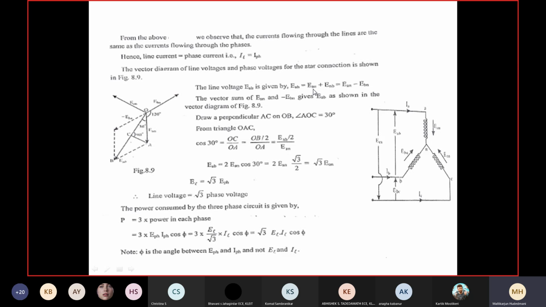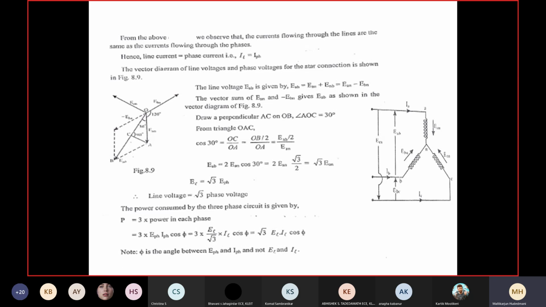Therefore, EAN is the phase voltage. ENB is opposite to BN; you can see it is ENB, not EBN. Therefore, it is written as minus of EBN. NB and BN are opposite to each other: the vector BN is towards, and NB is away from that. Therefore, EAB is equal to EAN minus EBN.